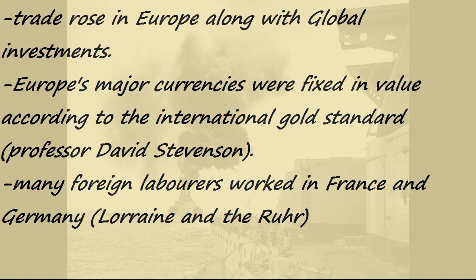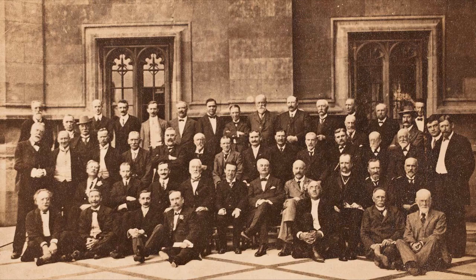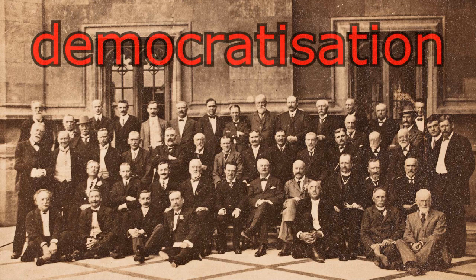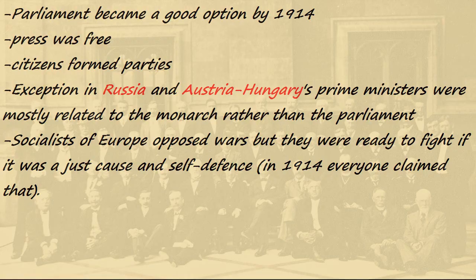This is very important. Then we move to democratization. We need to discuss things about parliament, the press, the citizens, and also socialism. These are the four points that we are going to discuss. Parliament first. We can say that parliament became a good option by 1914. I'm going to explain when I get to the exception in Russia and Austria-Hungary. But we move to the press, or journalism. The press was free, or became free.